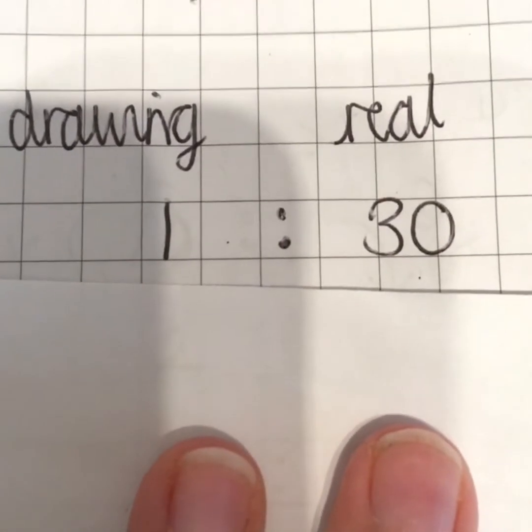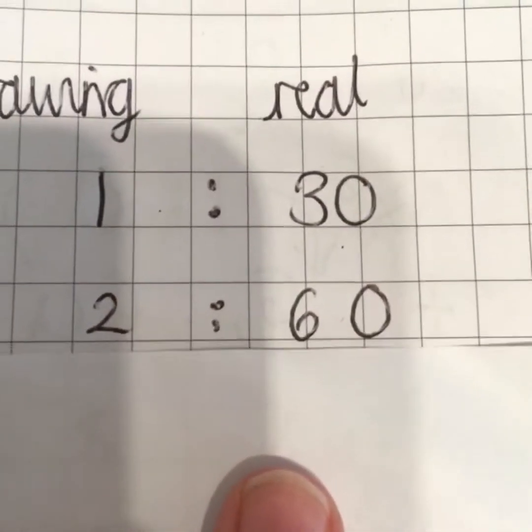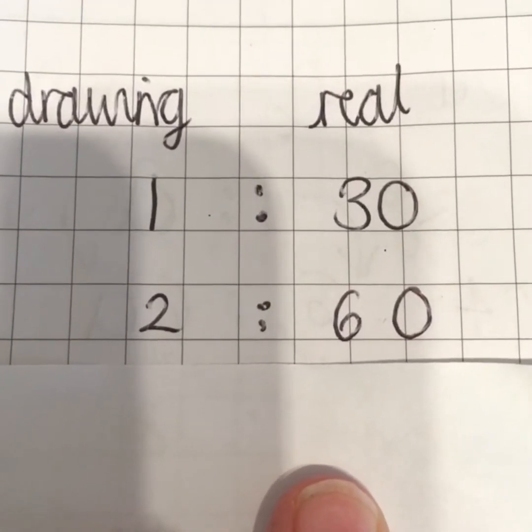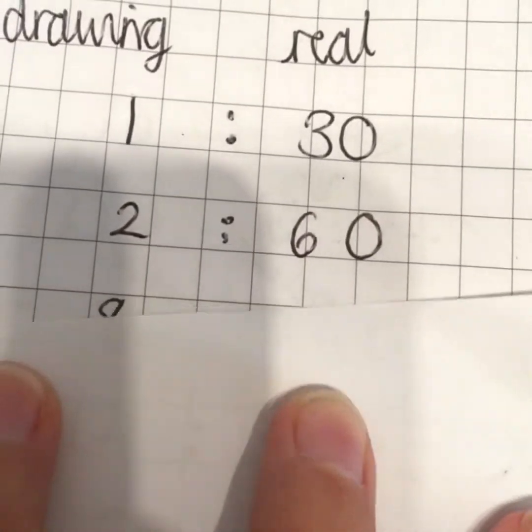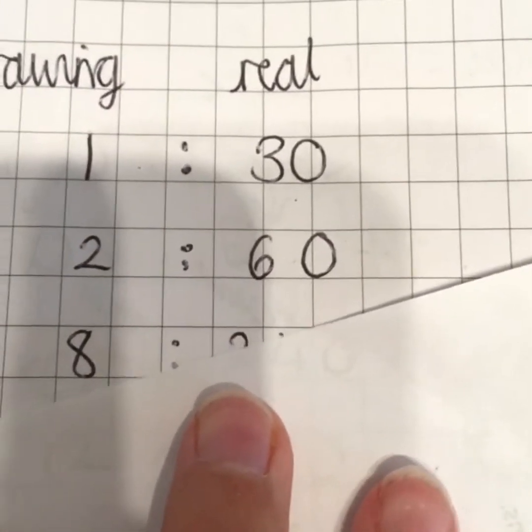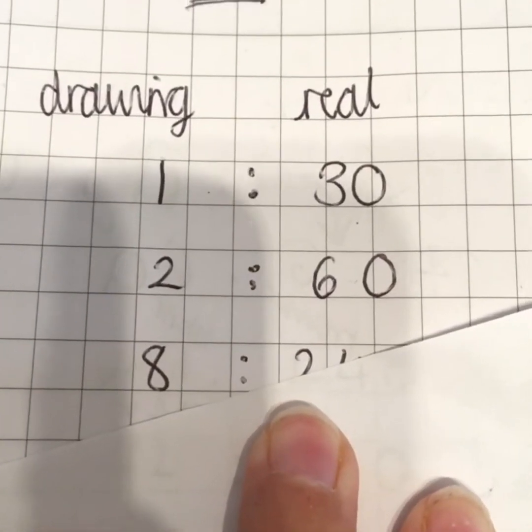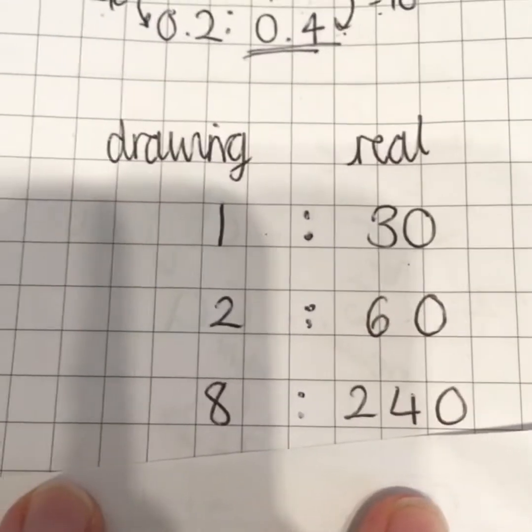First one, I'm going to go for the one that's 2 centimetres on the drawing. If the drawing is 2 centimetres, I've multiplied it by 2, so I'm going to multiply the real measurement by 2, which would be 60. Next one, 8 centimetres on the drawing. I've timesed it by 8, so I need to do 30 times 8. Well, 3 times 8 is 24, so 30 times 8 is 240.